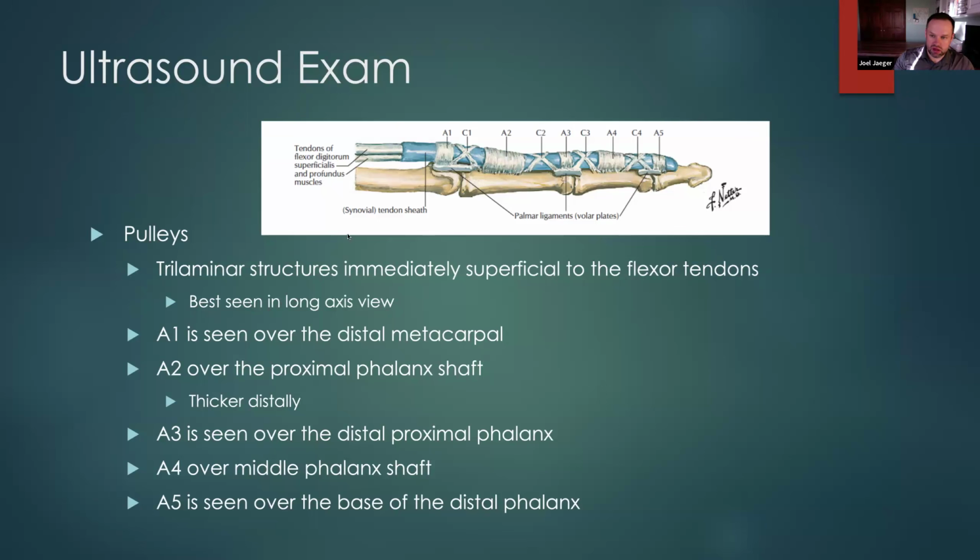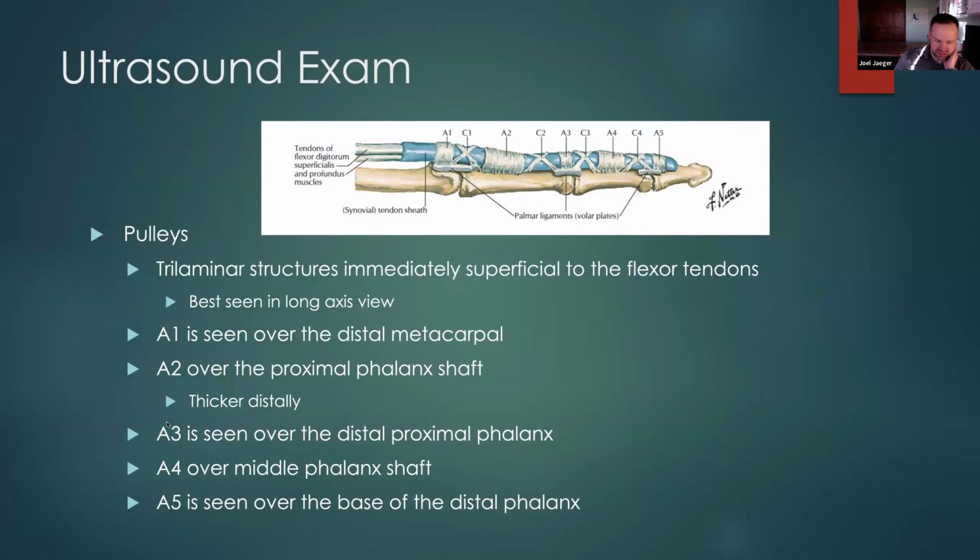I included all 5 of the annular pulleys in this talk, more for completeness. I would say if you're going to do this for an ultrasound protocol, I really think the A1 and the A2 are the main ones that I would include for a complete exam. When I'm doing this, they're the ones that tend to have more pathology.